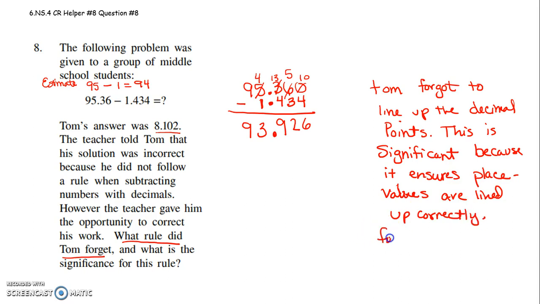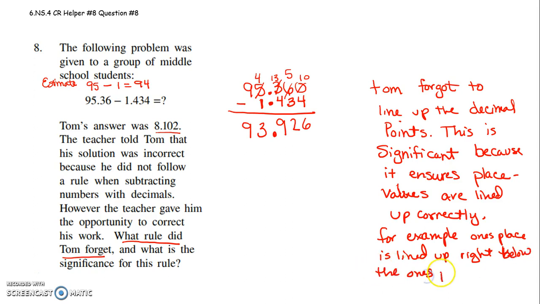For example, ones place is lined up right below the ones place, right? You just want to line up the decimal points. You line those up so you can line up the place values. You can make sure your ones place is lined up, your tenths is lined up, your hundredths is lined up, your thousandths is lined up, and so on. All right, I hope that helps.